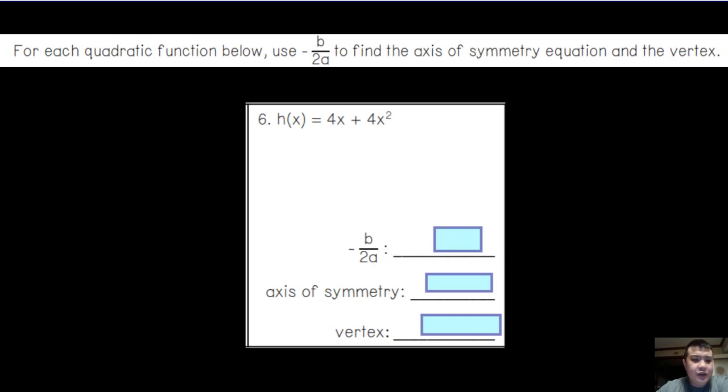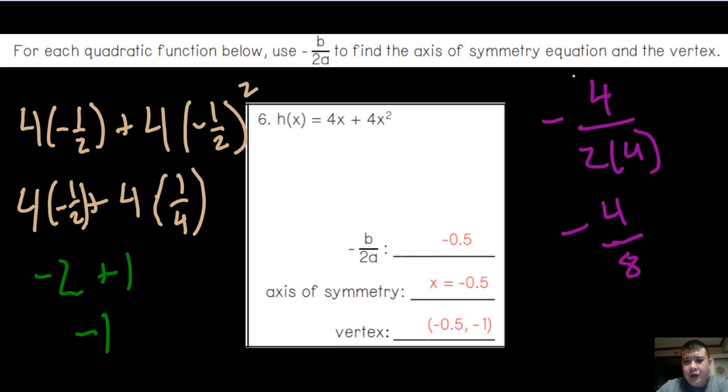Go ahead and try this one out on your own. If we use our formula negative b over 2a, we get that our axis of symmetry is x equals negative 0.5, and we plug that into our function. We find that the y value is negative 1, so our vertex is negative 0.5, comma, negative 1.